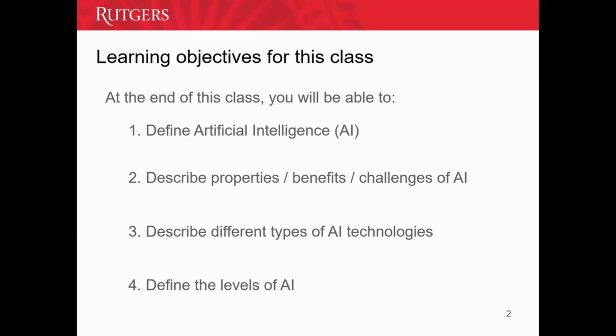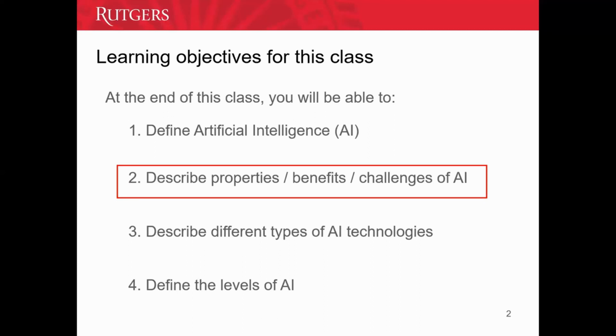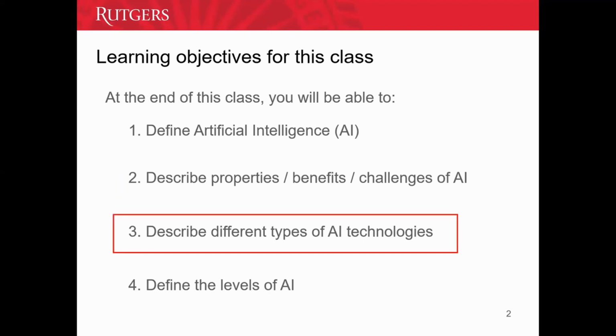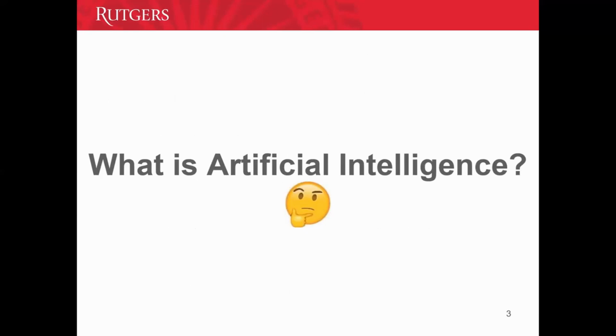So I have four main learning objectives for this class. The first learning objective is that you will be able to clearly define what artificial intelligence is. And how I'll be able to help you achieve this goal is by giving you very clear examples of what artificial intelligence is. My second learning objective is that you'll be able to describe the properties, benefits, and challenges of using AI. My third learning objective for this class is that you'll be able to differentiate the different types of artificial intelligence technologies. And then my fourth learning objective is that you'll be able to clearly define the different levels of AI. So these are my four main learning objectives throughout this class.